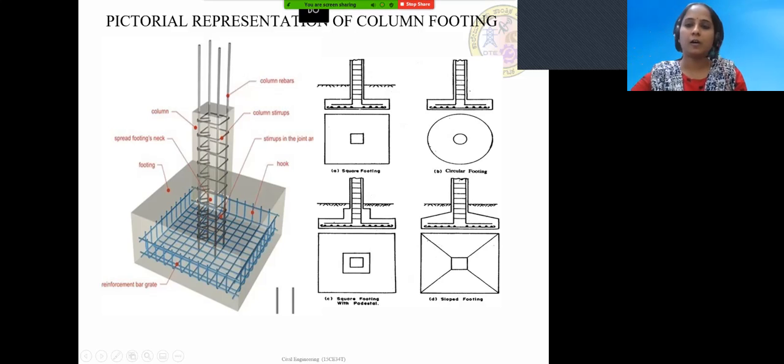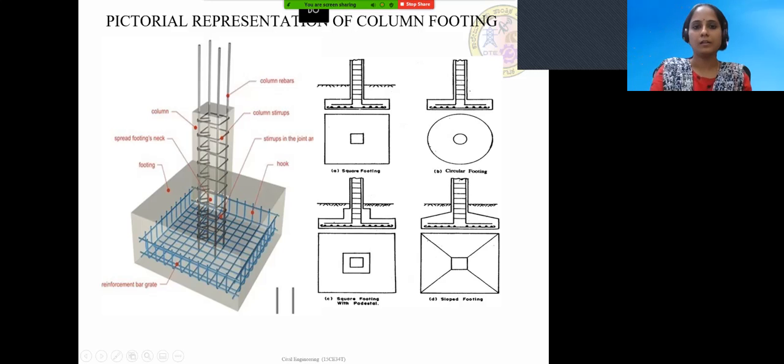Okay, so all this you will learn in RCC, you will read it in detail there. So it's just a rough idea. Okay, this is how the 3D picture looks. This is a simple square footing, a 3D image of a simple square footing.